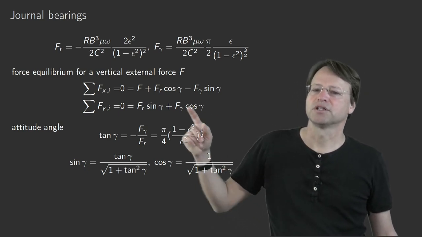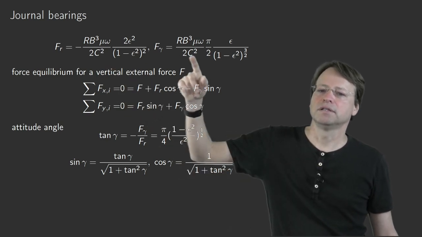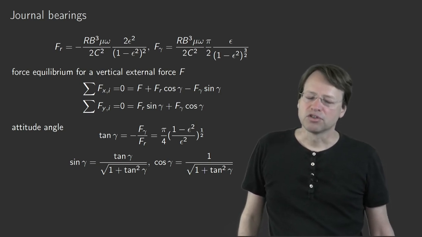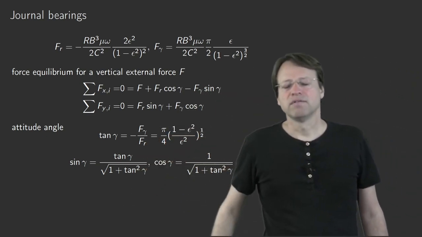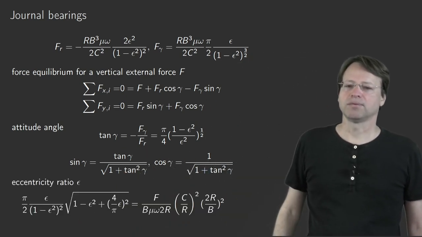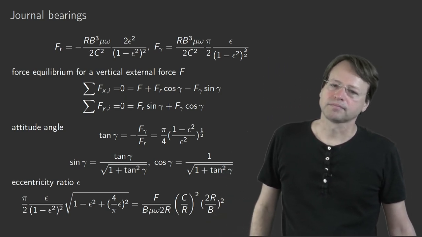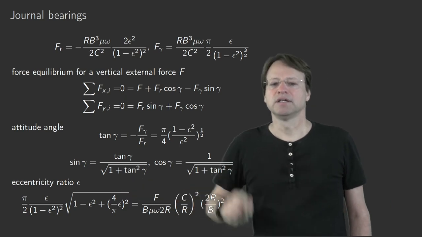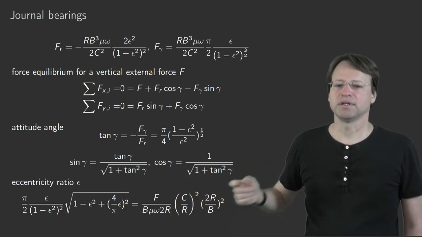That expression will include the force F and the parameters of the problem. So we put everything that includes these parameters on one side, and everything that includes epsilon on the other side. And what we then get is the following expression. This is how epsilon depends on the system parameters, the problem parameters.